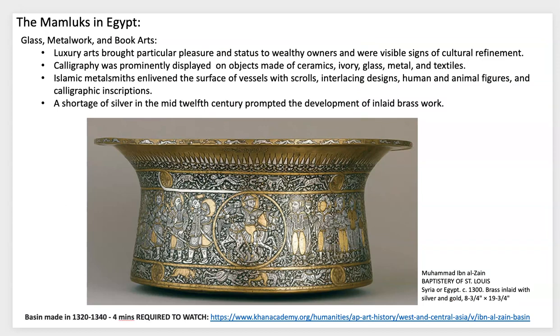So the Mamluks in Egypt, the artisans of that particular culture, were really skilled in the way that they used glass, ivory, metal, textiles. And here's an example of how they're using brass inlaid in silver and gold. You can see the detailed arabesque ornamental designs that we'll talk about, along with some of the features that would indicate the story they're exploring with this particular artifact. And I want you to go ahead and watch this video to learn more about that.